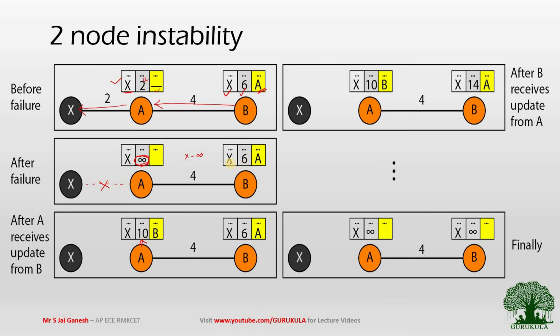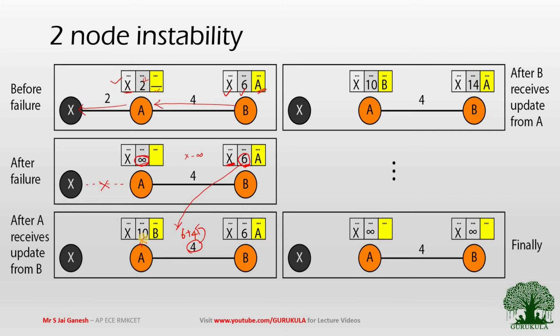How is this 10? B says that X can be reached with a cost of 6. As per the updating procedure, you need to add the cost between the sending node and the receiving node. So 6 plus 4 will be given. This 6 is this, and this 4 is this.